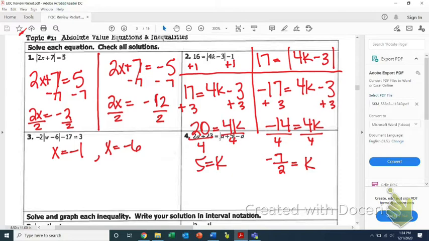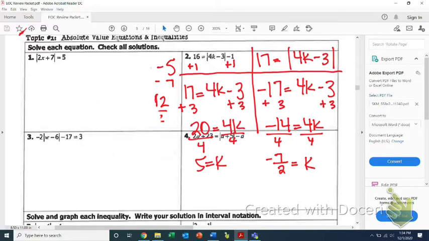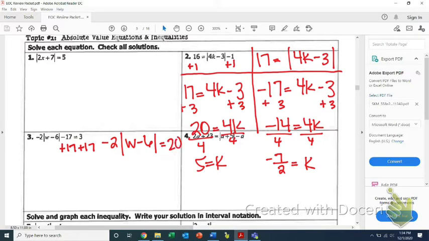Now, if we look at number 3, we have to do two things to get our absolute value by itself. First, we have to add the 17, and we're left with negative 2 times the absolute value of w minus 6 equals 20. Then we must divide by negative 2. And we are left with the absolute value of w minus 6 equals negative 10.